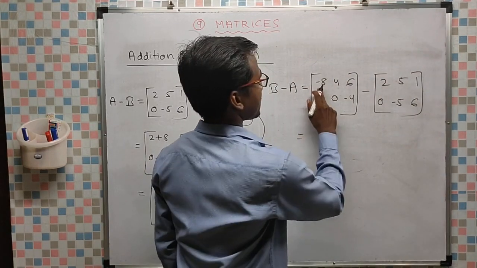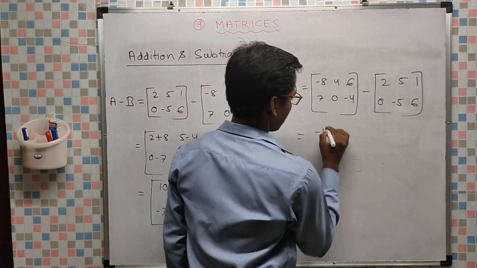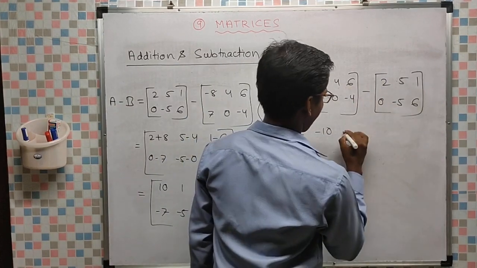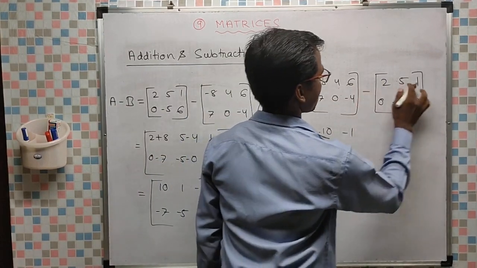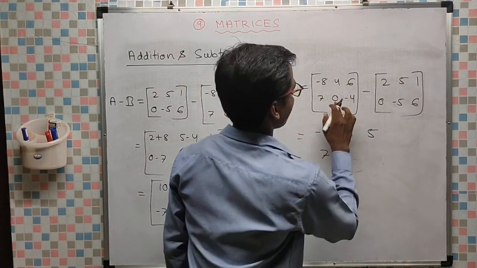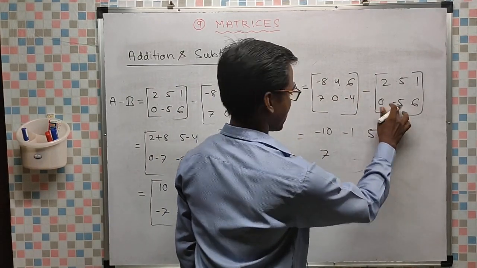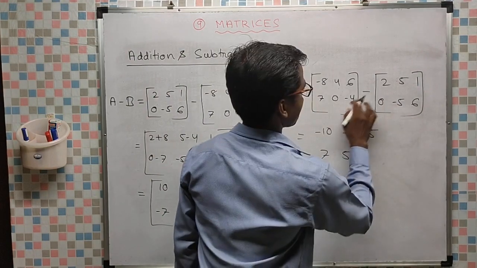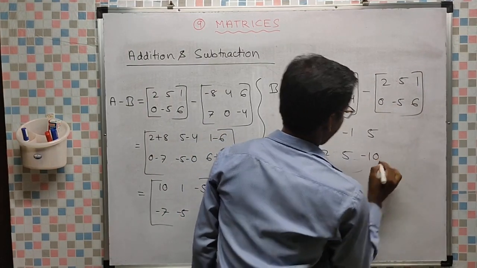This will give you minus 8 minus 2 is minus 10, 4 minus 5 is minus 1, 6 minus 1 is 5, 7 minus 0 is 7, 0 minus minus 5 means 0 plus 5, 5, minus 4 minus 6 is minus 10.